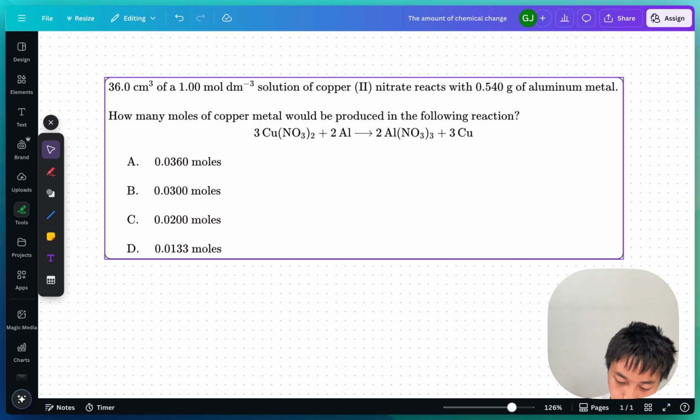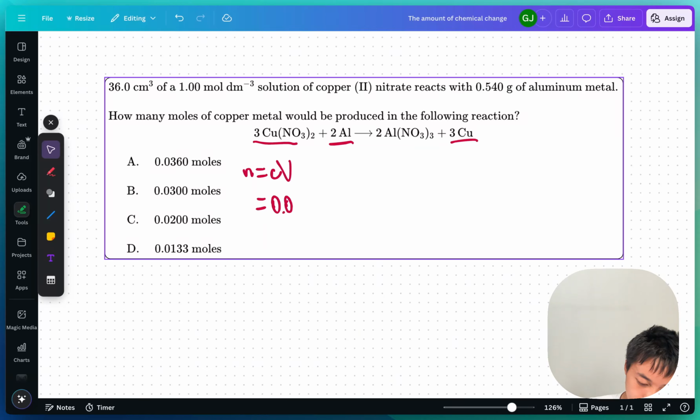Okay, so the key substances are these, and the first thing we should do is to figure out the limiting reactant. So to do that, let's find out how many moles of each reactant we have. So for copper nitrate, we have volume and concentration, so we can just use this formula.